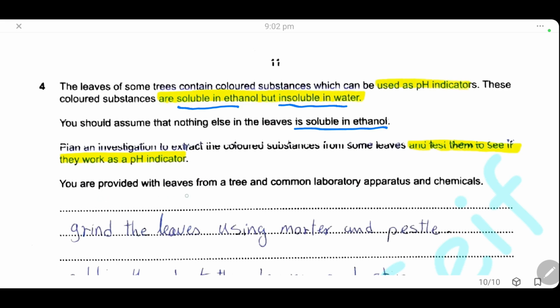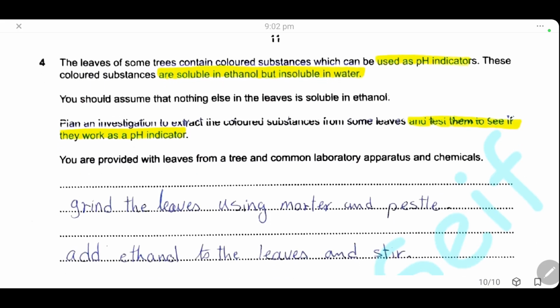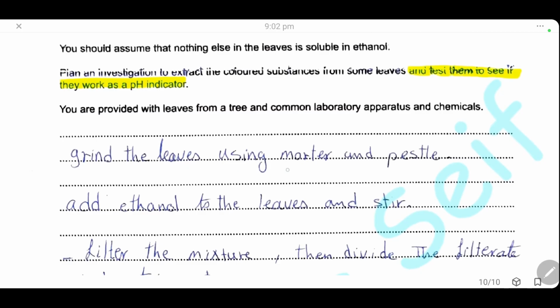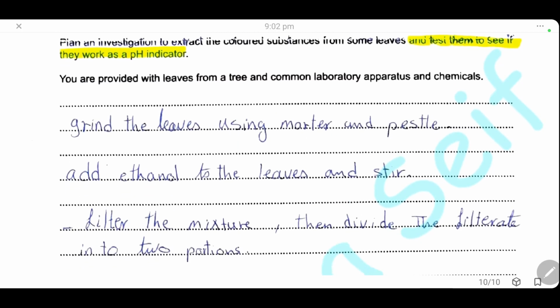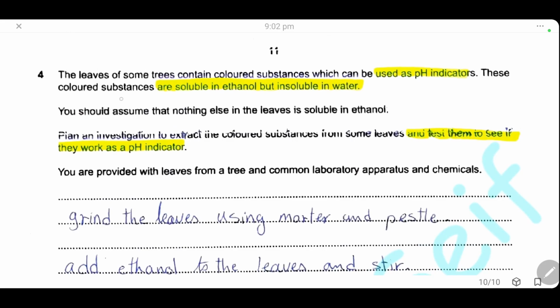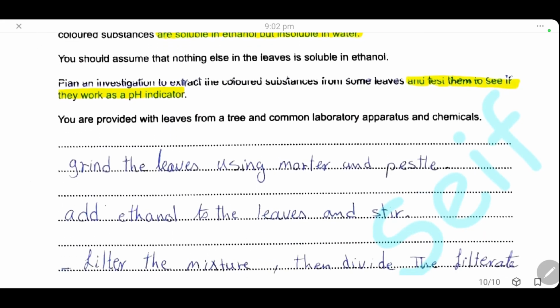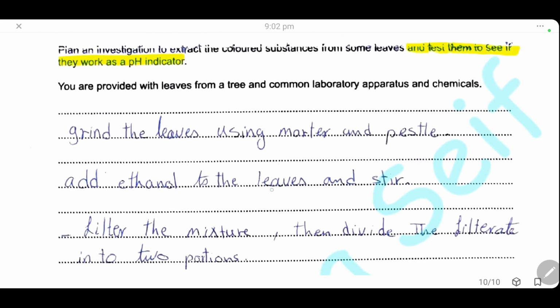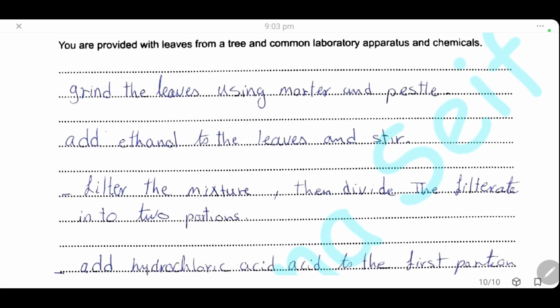You are provided with the leaves from the tree and the common laboratory apparatus and chemicals. So we have to first extract the colored substance from the leaf, then test to see if it works as pH indicator. So step number 1 is grind the leaves using mortar and pestle, then add ethanol because the colored substance is soluble in ethanol. So we will add ethanol to the grinded leaves and stir it well.